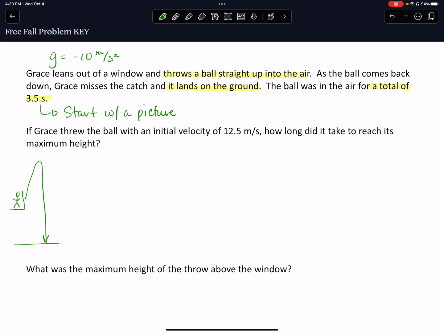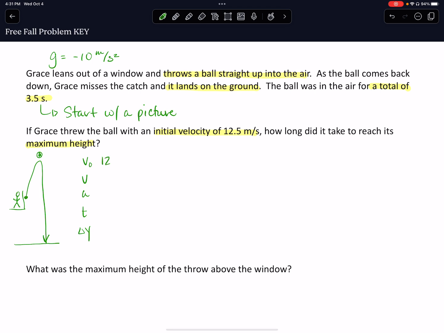Now, the first part of our problem: if Grace threw the ball with an initial velocity of 12.5 meters per second, how long did it take the ball to reach its maximum height? On my picture, I'm going to look at what happens from her initial throw to the star, the maximum height. With that, I have some knowledge about my different variables: initial velocity, final velocity, acceleration, time, and change in position.